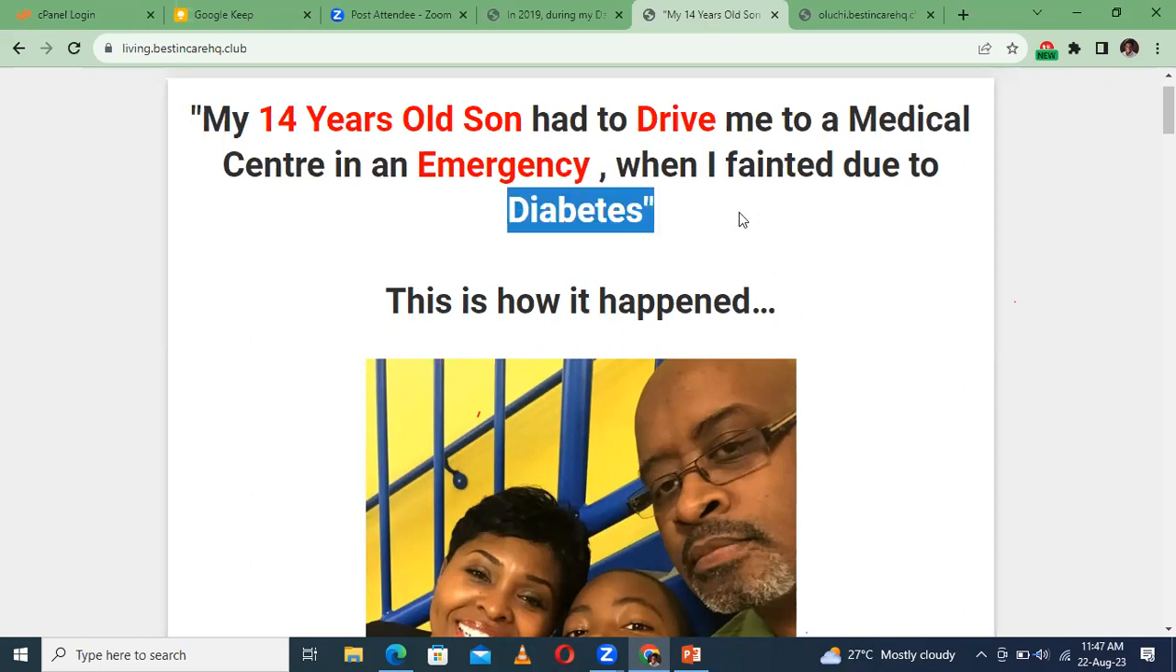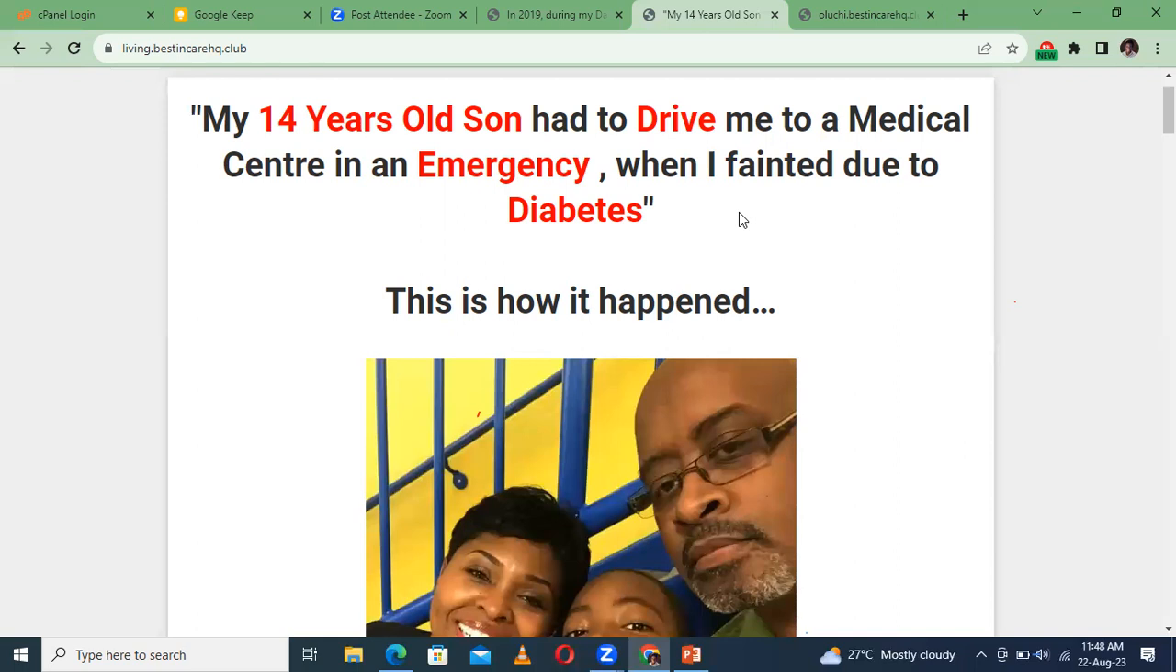So the second law is it should intrigue curiosity. Does it do that? Yes, it does. How does it intrigue curiosity? The fact that a 14 years old boy was able to drive his dad to a nearby hospital. Perfect. That's the simple answer. It's not something that is just normal.